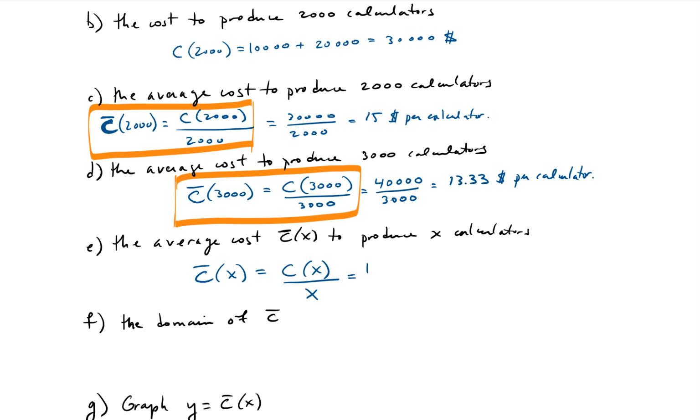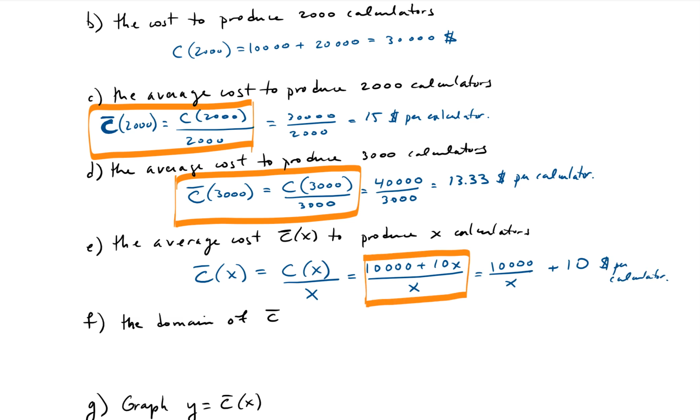So we want to find a formula for that. So C of x is 10,000 plus 10x. So this was calculated in part A. We divide that by x. So we could leave it like that. We could also write it so that we divide each term by x. So this is 10,000 divided by x plus 10x over x. So that's 10. So this is again dollars per calculator. So it's a function. If we look at that function here, it's a function that's a ratio of polynomials. So that's why it's called a rational function. Okay.